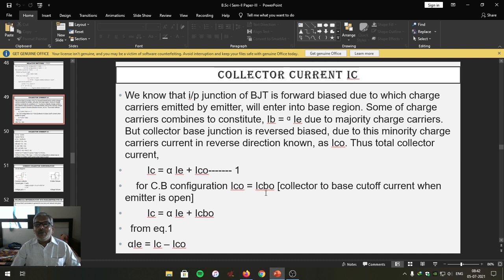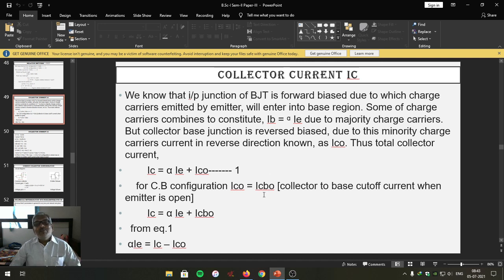When emitter is open. That's all you have to remember. So that is collector to base cutoff current when emitter is open, because emitter is absent in these terms. So that's why we can say emitter is open.